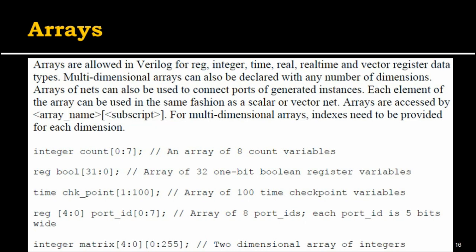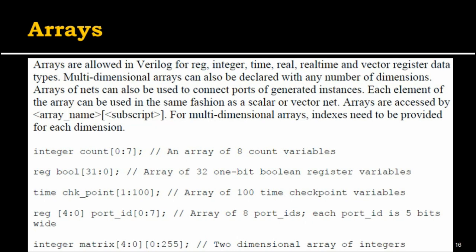So consider the first example, integer count 0 to 7. Here 0 to 7 represents the count number. It is not 8-bit. Here it is an array of 8 count variables stored as integers. Since the range of the integer value is not specified, it can be considered 32-bit.